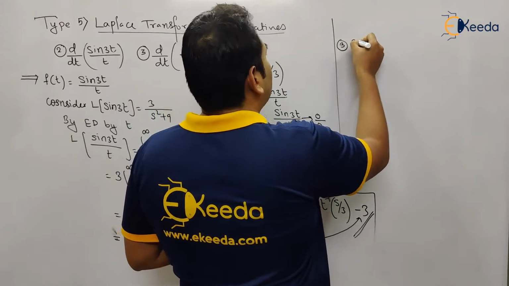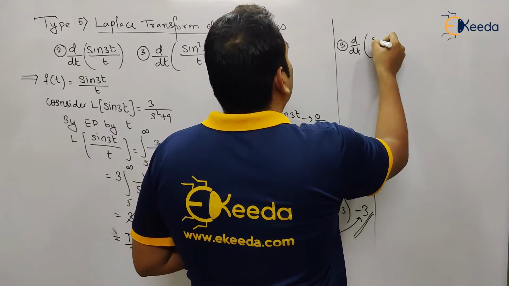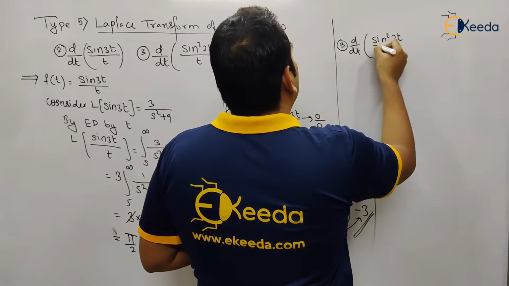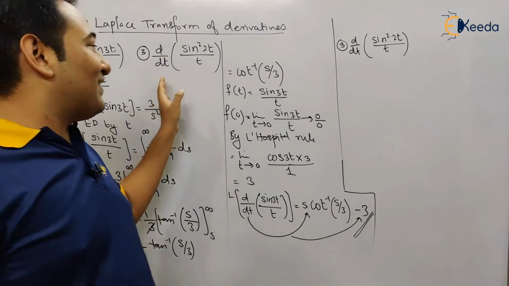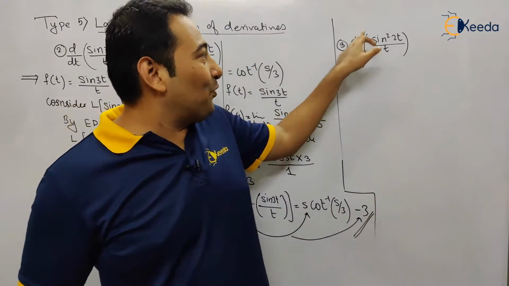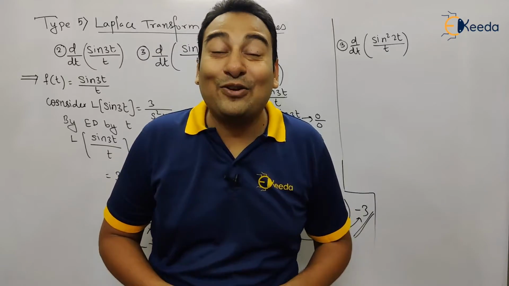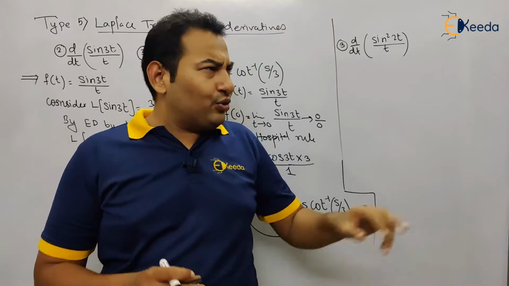Problem number 3 is d by dt of sine squared 2t upon t. Here I'm discussing this example in the same video because I'm not going to find the Laplace transform of this. You need to do it by yourself. Have you seen this question before?